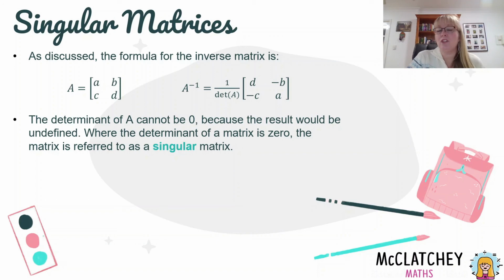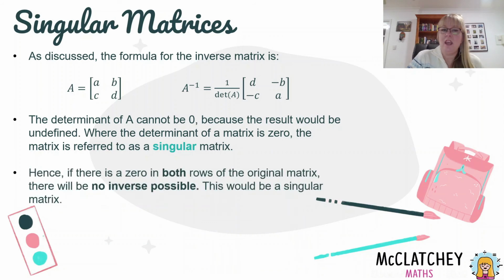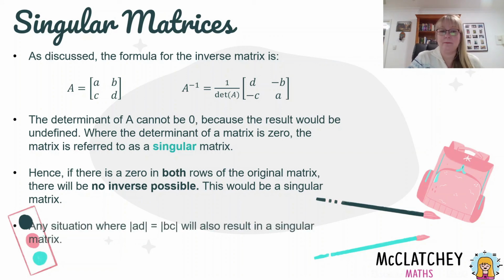So when we have the determinant of a matrix being set for 0, we call this a singular matrix. We've already mentioned that if you've got zeros in both rows of your matrix, you're not going to have an inverse possible. So a situation like that, sorry, is a singular matrix. Any situation where the absolute value of AD is equal to the absolute value of BC, because one gets subtracted from the other, is also going to result in a singular matrix. So in situations like that, we cannot find the inverse.